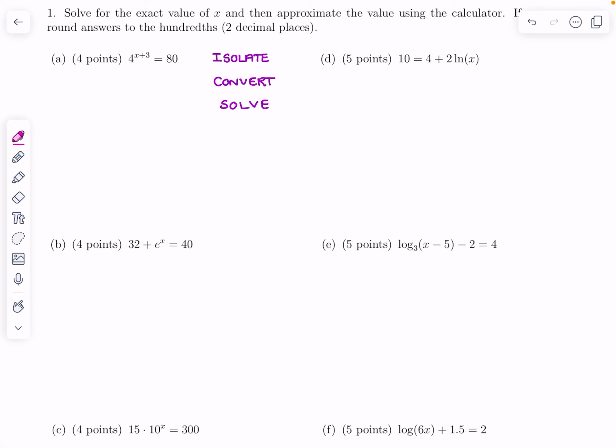Here we are going to solve some basic logarithmic and exponential functions. We have 3 steps. Isolate, we want to get either the exponential or the log on one side by itself. We're going to convert it, and then we're going to solve.